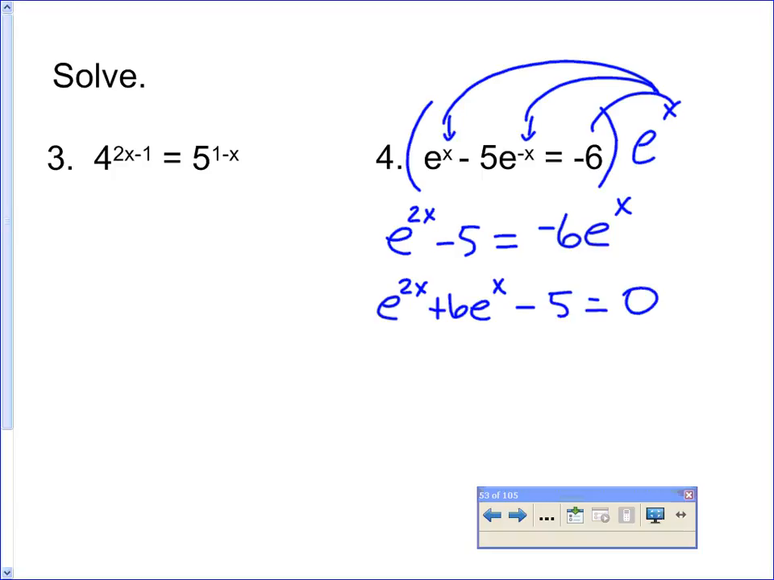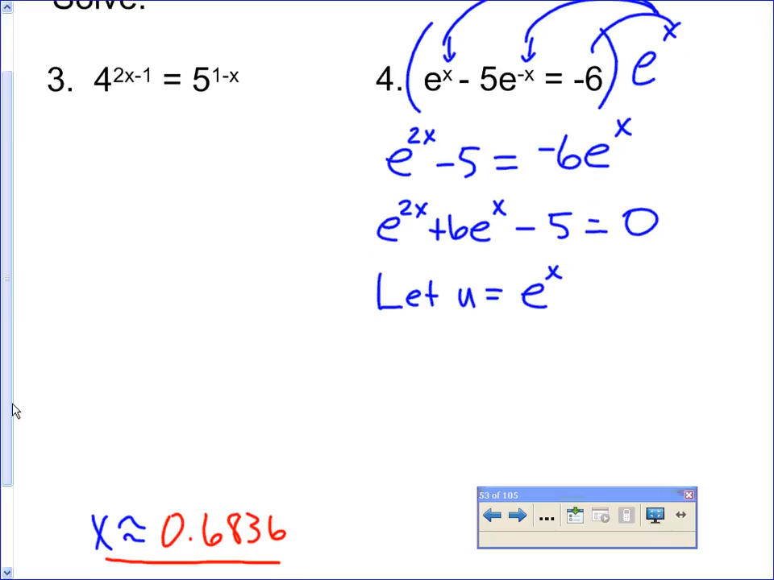And in an attempt to factor this, you realize that it won't factor because you have a negative 5. You want it to get a positive 6. So we have to use a quadratic formula. But it might be easier to think about this using the quadratic formula if we let u equal e to the x. And then it's going to be a little easier to understand. So if we let u equal e to the x, then what we're going to have is u squared plus 6 times u minus 5. And now you can see why we can use the quadratic formula here.